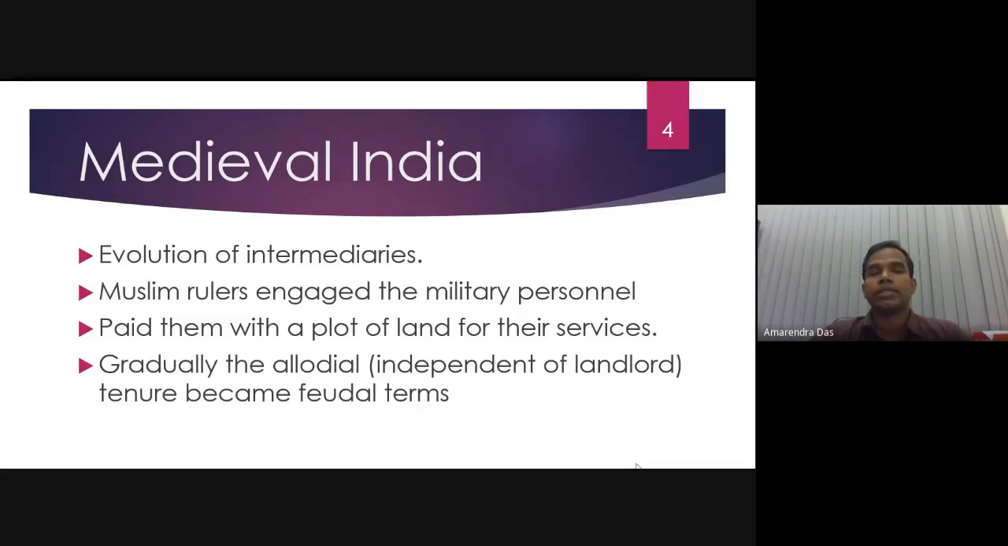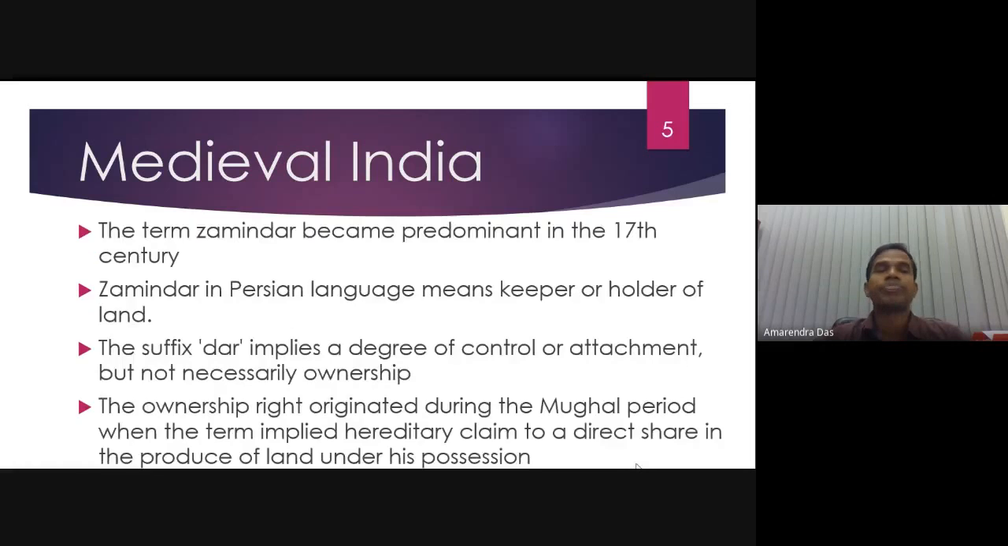And gradually, the allodial, or independent landlord tenure, became feudal in terms and became hereditary, because these intermediaries inherited it and it was transferred to the next generation. That's how the independent landlord system became a tenurial feudal term. During this Mughal period, we see the Zamindari system again coming into place, and the term Zamindar became predominant in the 17th century.